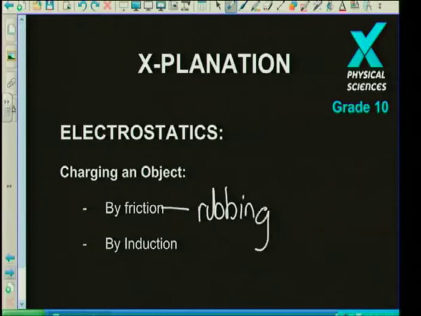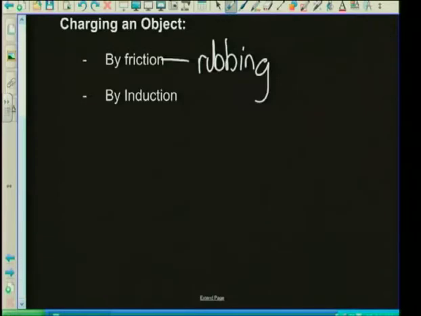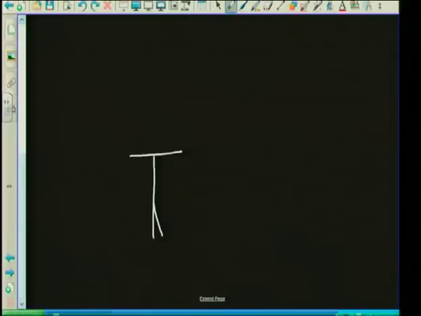Easiest way. Second way is induction. Now, induction's a little more difficult. We're not going to spend too much time on it, because it's not one of those things you need to spend a lot of time on. But induction really means, if I take a charged object, now, I'm going to say, here I have what is a very simple diagram of an electroscope, okay? Which is just a piece of equipment we use to show charge in the lab. There's my electroscope.